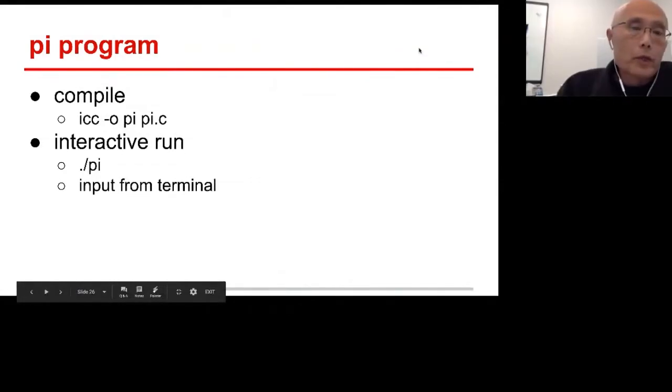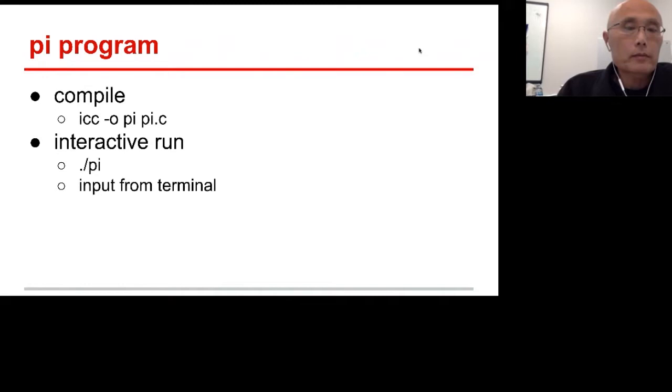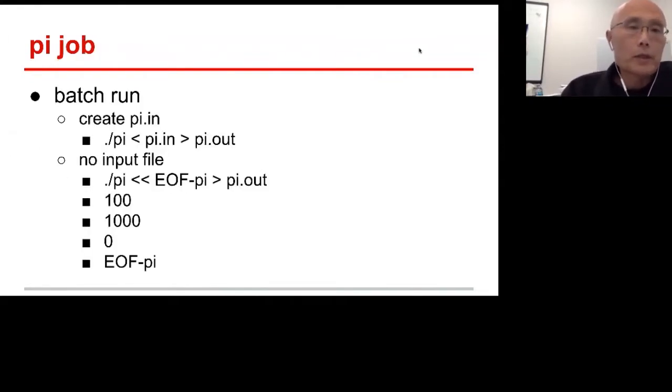So here's a program that requires an interactive input, but we want to run it in a batch environment. So how do we do that? There are a couple of ways. You can create a file for your input. So one way is to create a file here. I just call it pi.in, and you would put what you would normally type into that file.